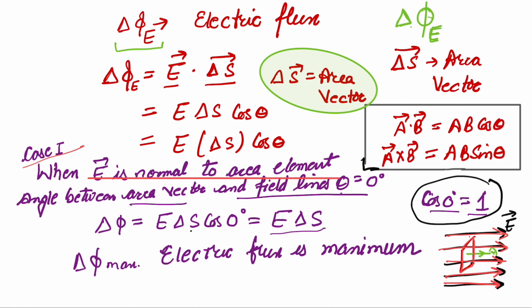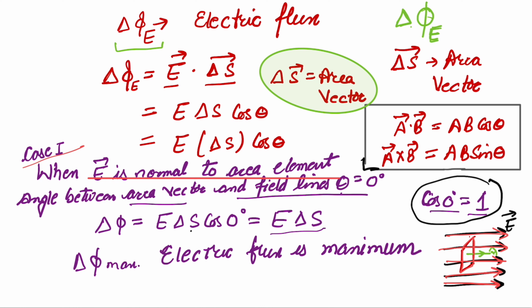So delta phi E is the electric flux, and delta phi E is given as E vector dot delta S vector, right? This delta S vector is the area vector, which is the first topic of this video, right? Then we know that the scalar product of A vector and B vector will be AB cos theta, and the cross product of A vector and B vector will be AB sin theta. We will be using this.